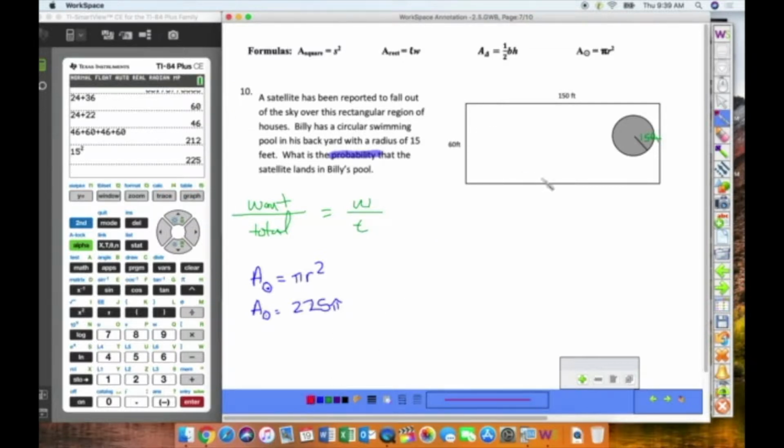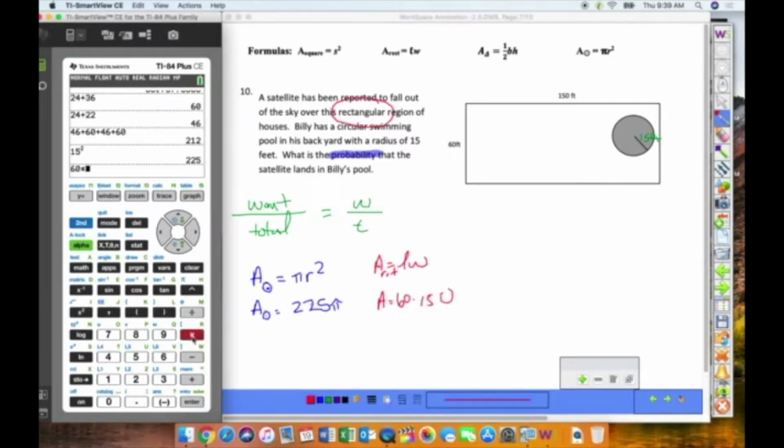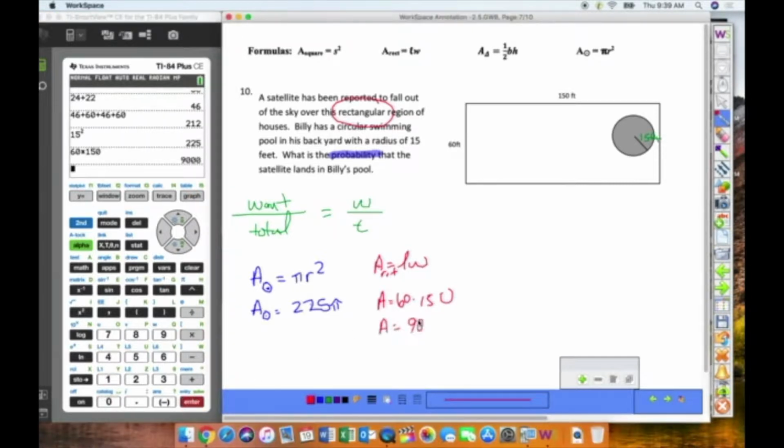And the area of where the satellite is definitely going to land, that shape is a rectangle because they told us so. Even though it doesn't have four right angles, they say it's a rectangle. So area equals length times width, and that's going to be 60 times 150. 60 times 150 is 9,000. So we know that that satellite is guaranteed to land inside the rectangle somewhere, and it just so happens that the pool is inside the rectangle.